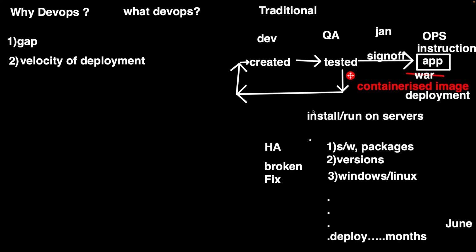So ops team need not do all of these things. Ops team need not install these packages on the servers directly. They'll just run the containerized image on the deployment server, which happens in minutes, right? Means the way of handing over the application changed.